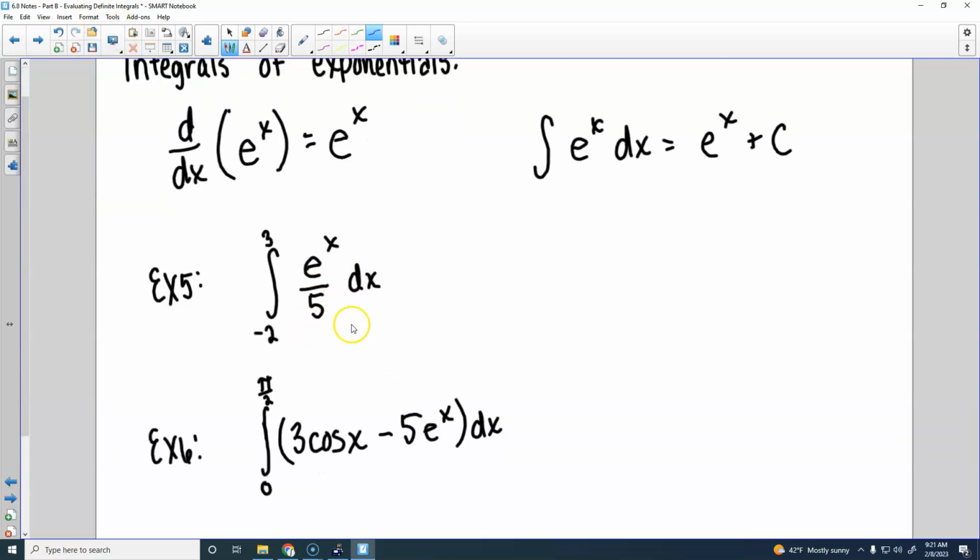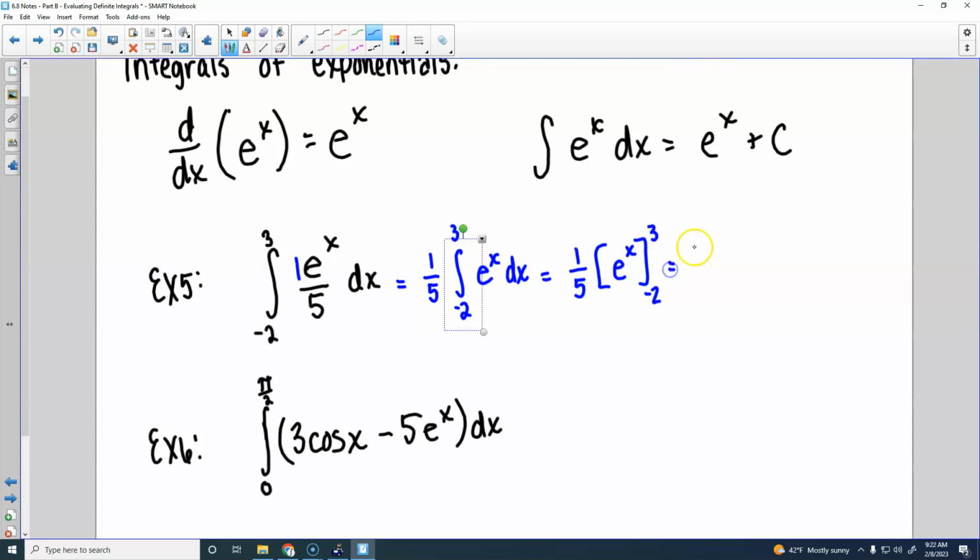So, for example 5 here, I've got e to the x over 5. It kind of looks like you've got some sort of crazy fraction there, but this is really just 1/5 times e to the x. So you could even think of it like this. You could pull that 1/5 out front. You've got the integral from -2 to 3 of e to the x dx. So when you integrate e to the x, you just get e to the x, and you want to evaluate that from -2 to 3.